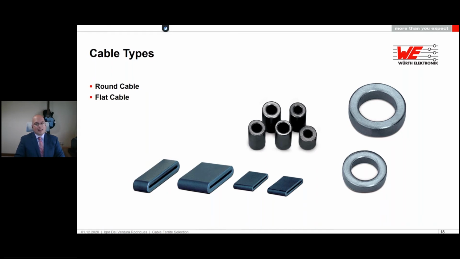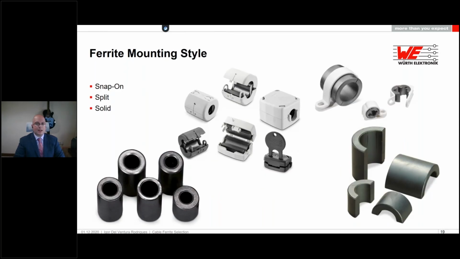So once again, we have ferrites for round and flat cables. So you can choose your ferrite based on this. And we have different mounting styles. We will have the snap-on ferrites, which you can go ahead and, for example, you're in an EMC lab and you cannot remove a cable, no problem. The cable will be there. You just clap the ferrites around that cable and the job is done.